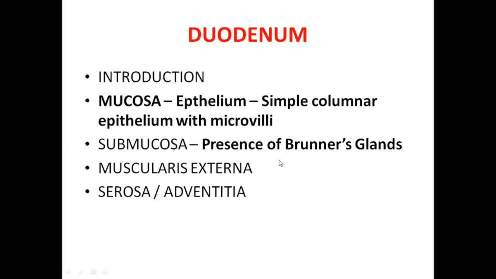Even in the submucosa, the very important feature present is the mucus glands, not mucosal glands, mucus glands, which are called Brunner's glands. They are present in the submucosa, and by the presence of these Brunner's glands, we can identify the duodenum in histology slides. The muscularis externa and the serosa or adventitia will be similar to the general plan.